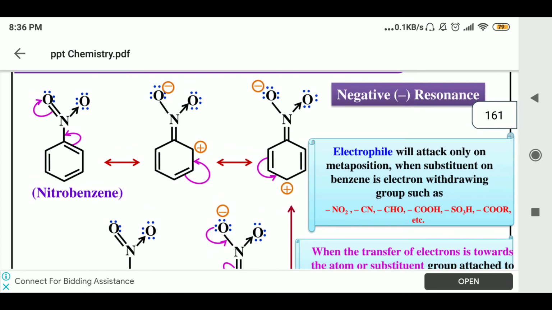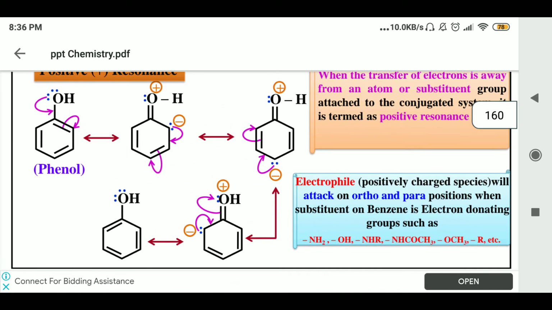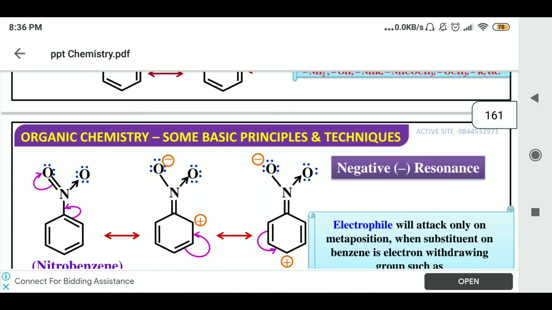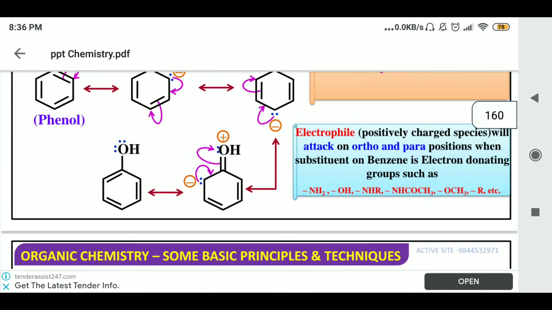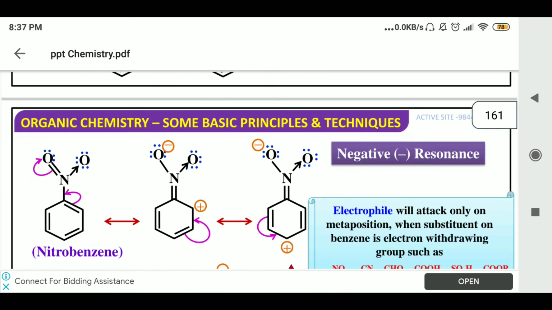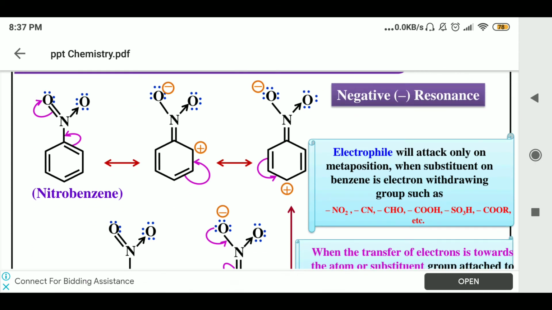Now talking about the negative resonance, as I told you, the NO2 group has the tendency to withdraw the electron from the benzene ring. So what happens? There will be a formation of positive charge. What is the difference between the two? Above, in hydroxy, that is in phenol, there is a formation of negative charge, whereas in the nitro group there is a formation of positive charge. That is why when there is a substitution on nitrobenzene, the coming group will always attack the meta position. However, when there is a substitution on phenol, the substituent group will come on the ortho and para position.